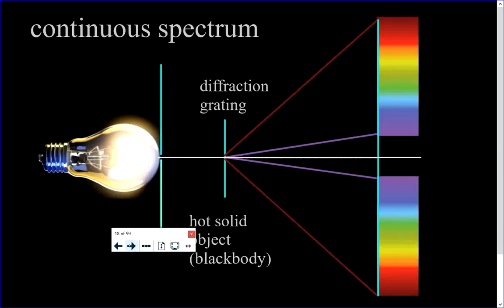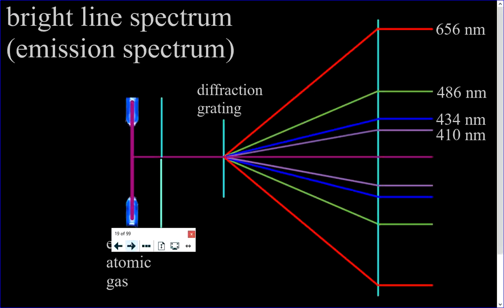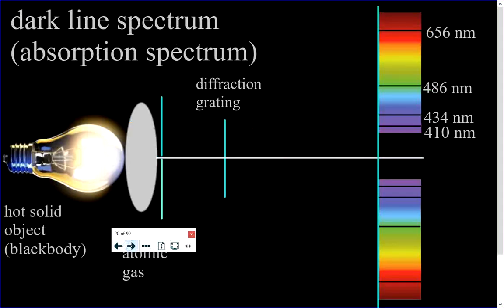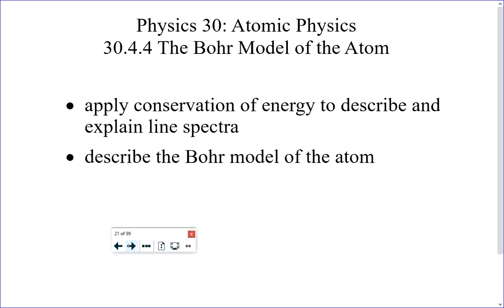In the end, if I talk about a diffraction grating, this is what a continuous spectrum looks like. This is what the bright line spectrum looks like. And you'll notice I've given the wavelengths there, which, if you're open to the next lesson, are on the first page of that lesson. And this would be what the corresponding absorption spectrum would look like. So now we're going to get started with today's lesson, which is called the Bohr model of the atom.